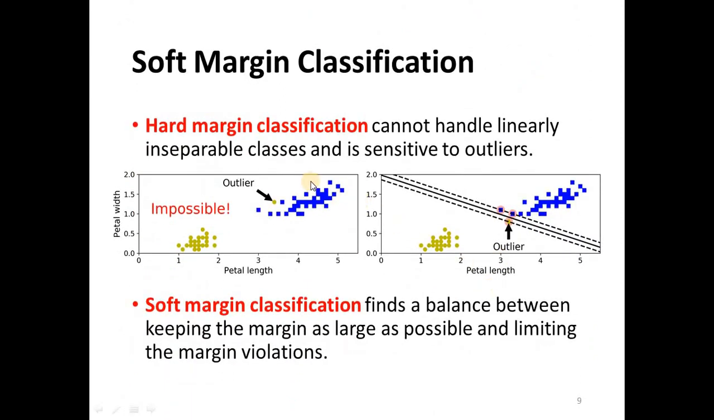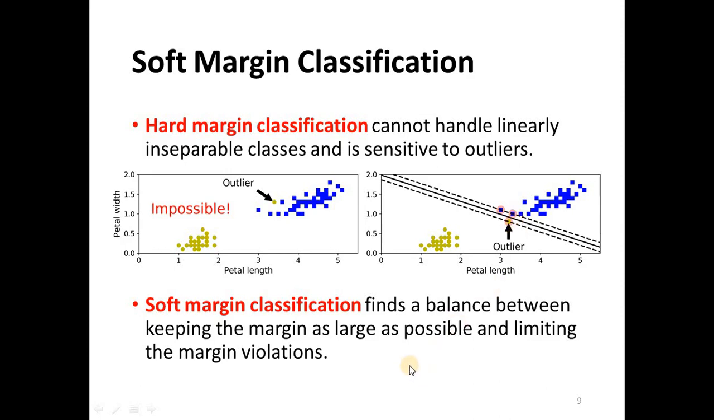Hard margin classification cannot handle linearly inseparable classes like this one. Here we have an outlier, a yellow instance inside the blue ones, so there is no linear boundary that perfectly separates the two classes. Also, hard margin classification is sensitive to outliers. For example, the yellow has one outlier here, and this pushes the decision boundary close to the yellow. So the margin now here is very narrow.